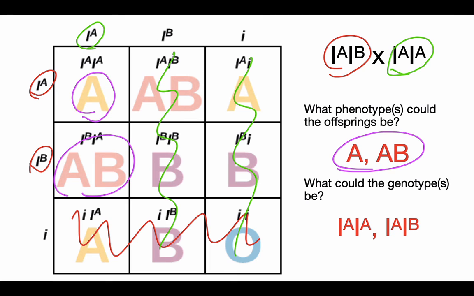What could the genotype be? Big I^A, big I^A, or big I^A, big I^B. Again, doesn't matter what order we put it in.